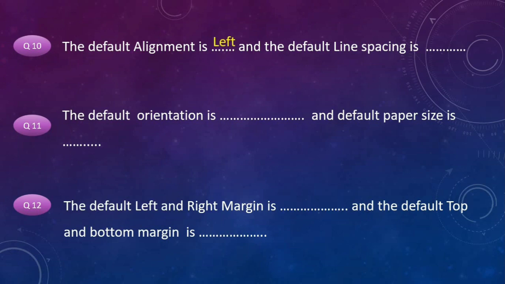The right answer for the 10th question: the default alignment is left and the default line spacing is 1.15. Next, the default orientation is portrait and the default paper size is letter. Default left and right margin is 1.25 and top and bottom margin is 1 inch. Next question.